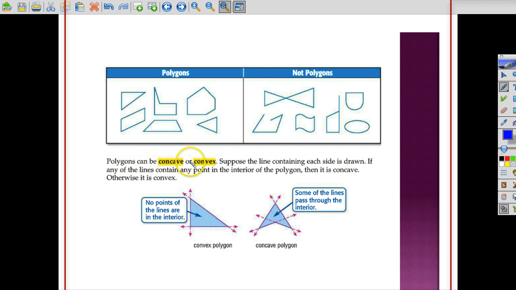Polygons can be concave or convex. Suppose a line containing each side is drawn. If any of the lines contains any point in the interior of the polygon, then it is concave. Otherwise, it is convex. I like to think of concave as caving in, so inward. Anytime you have an inward angle like this, it's called concave, and when you have an outward angle, it's called convex. So no points of the lines are in the interior here. And this one is concave: when you have something caving in and the vertex, the point, is inside, the interior, then it's called concave.